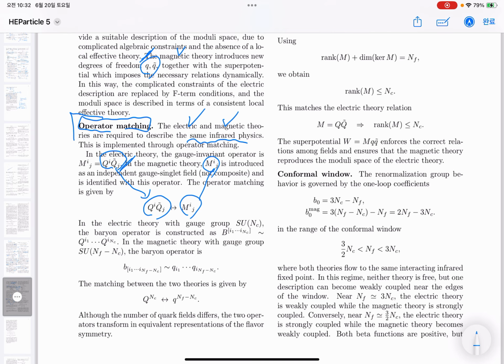So there is a matching between the two meson fields in each theory, and also for the baryon operator. For the electric theory, baryon operators consist of N_C quark fields. But in the magnetic theory, the baryon operator is given by N_F minus N_C dual quarks. So we can match between the baryon operators in the electric theory and the baryon operators in the magnetic theory.